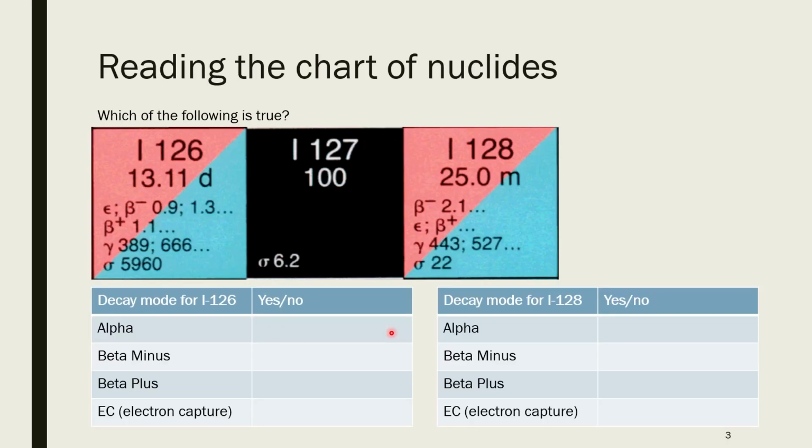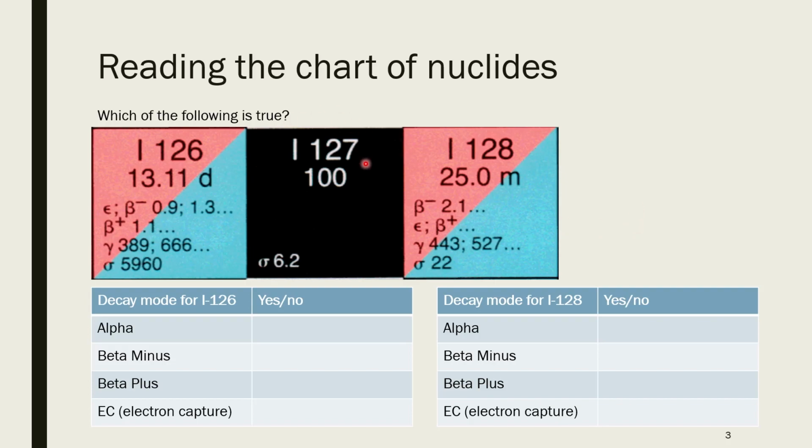So let's get started. Reading the chart of nuclides. You will see a question something like this. You have an excerpt of the chart of nuclides, and then you have to read, based on the colors and other information on the tiles of the chart of nuclides, whether this or that isotope does alpha, beta minus, beta plus or electron capture. And as you can see here, I will give you a minute, or you can just pause the video and think for yourself.